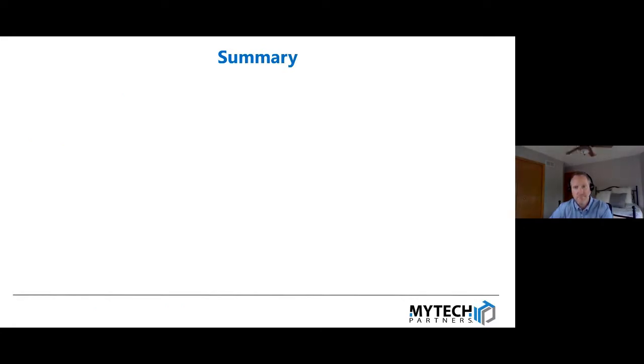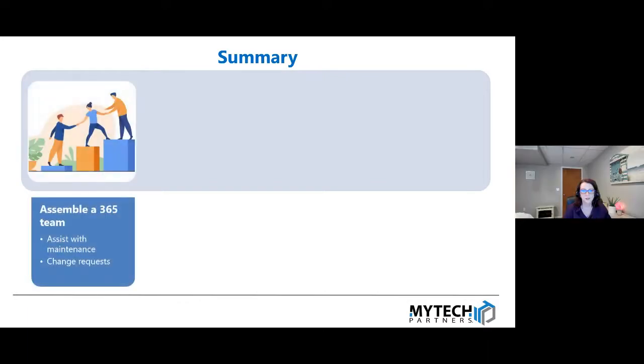All right, so just a couple of final tips here in summary. The first tip that I would give is that it really makes sense to assemble a 365 team. Even if it's just a team of 2 or 3 people, for one person to try to maintain all of this is a lot. It is challenging. The team could potentially help assist with the maintenance piece and also with change requests, maybe even creating some of these sites, creating some of that navigation we just spoke about. So it really does make sense to identify a small group of people to assist with some of this.